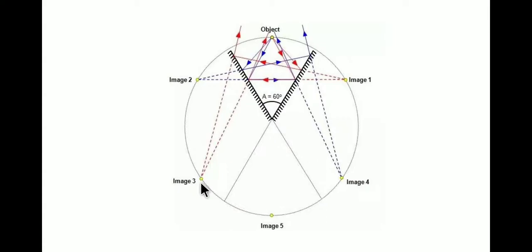Now the question is, how many images will be formed? Over here we can see that there are 5 images formed. How many images will be formed depends on the angle between the two mirrors. If the angle is 60 degrees, then over here we can say there are 5 images. But if the angle is more than 60, like 72 degrees, then what will happen? So over here we have a formula that will give us the idea of how many images will be formed for a particular given angle between the two inclined mirrors.